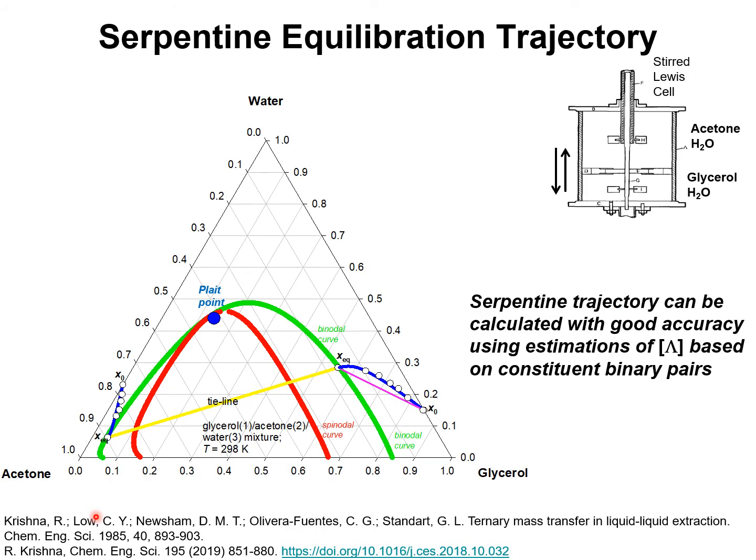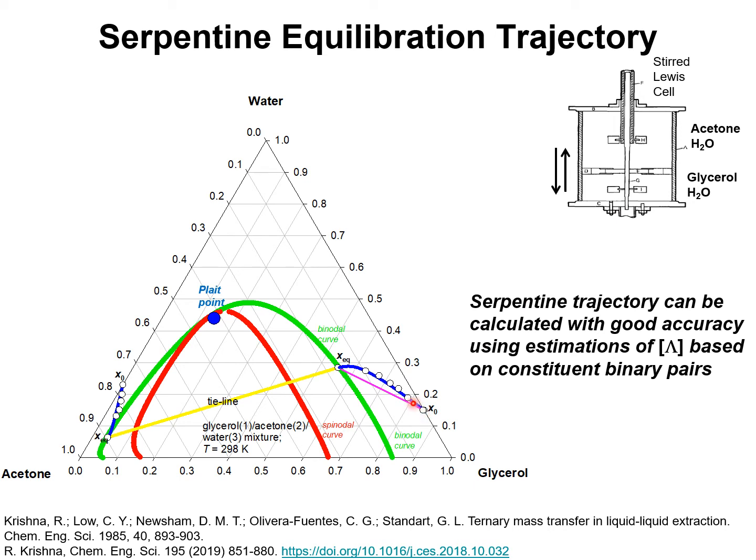Consider the experimental data reported in 1985 for interdiffusion in the system glycerol, water, and acetone. These experiments were conducted in a Lewis stirred cell. The bottom cell contains a mixture of glycerol and water at this composition. The top cell contains a mixture of acetone and water at this composition. And at time t equals 0, the stirrers are rotated and interdiffusion is allowed to take place.